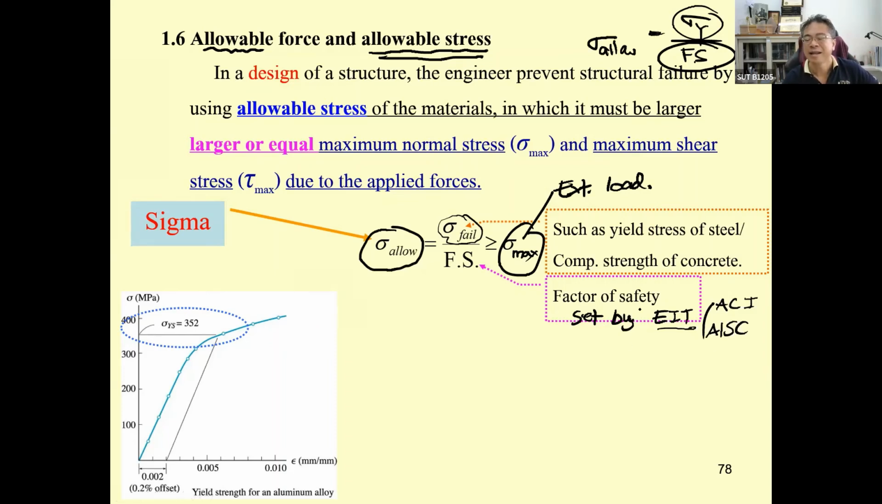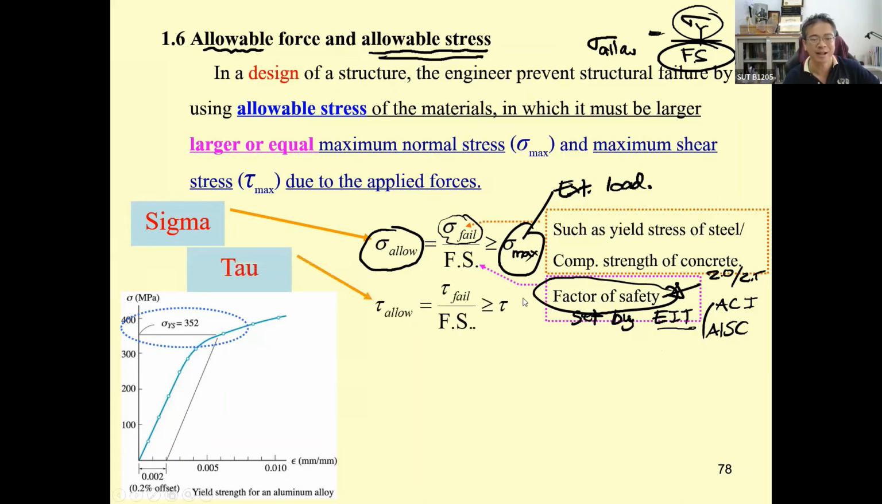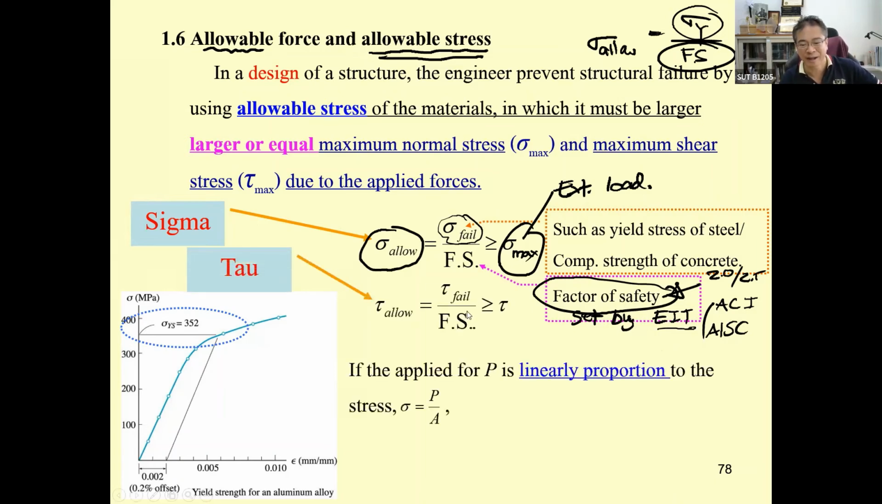But in this subject, Ajahn will provide you with the factor of safety. It may be 2.0, it may be 2.5. And usually when you use the one set by the EIT, they also set about 2. You may use 3 also. Whichever one is larger, you can use this. And the tau is also in the form like this.